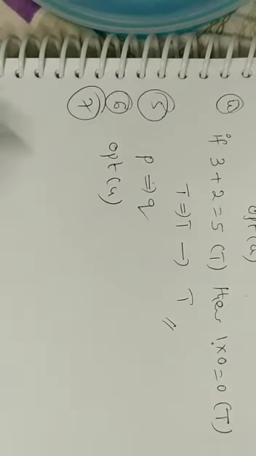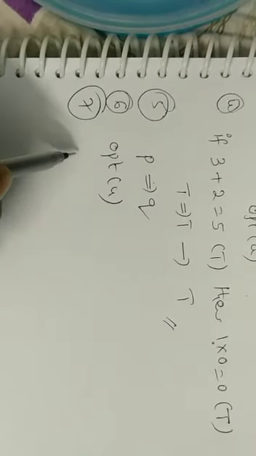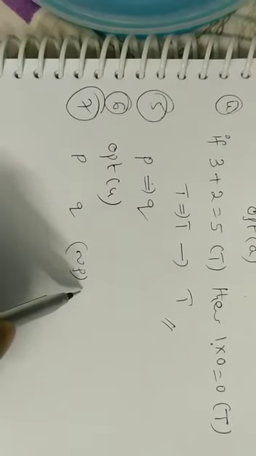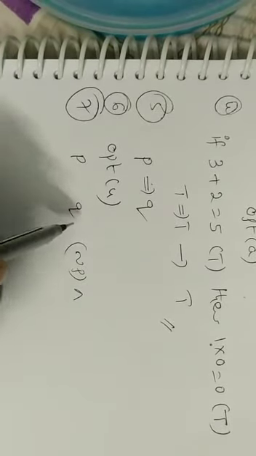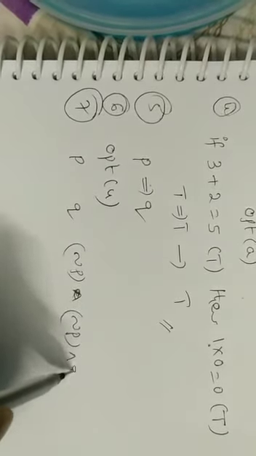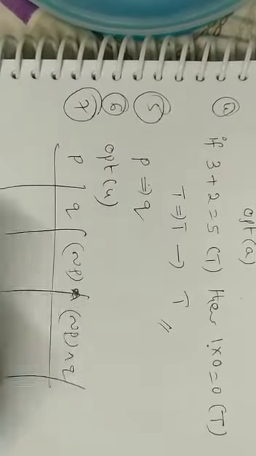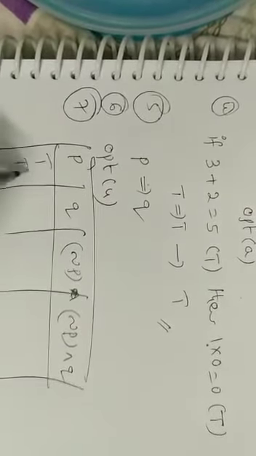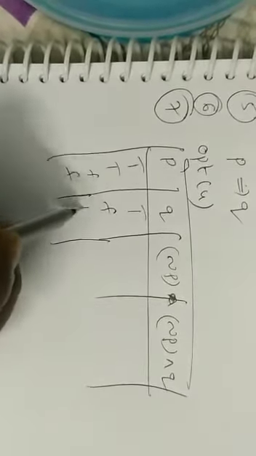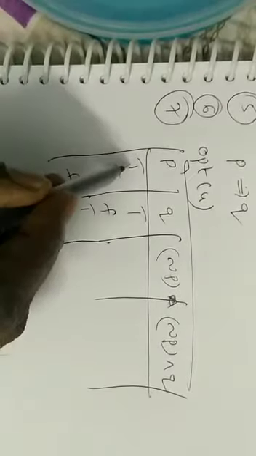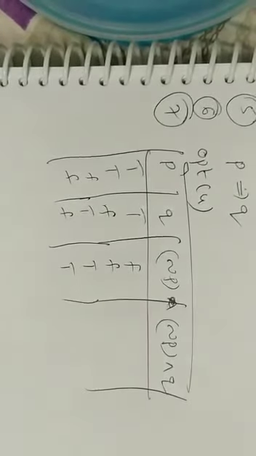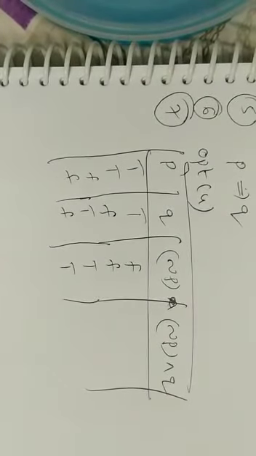Question number 7. Here also the negation of P implies Q. So we treat P and Q, negation P, and negation Q. After that, negation P and Q. What about the statement? If you take true, false, true, false. So if you take P as true, false, negation P, what about the value? False, true.